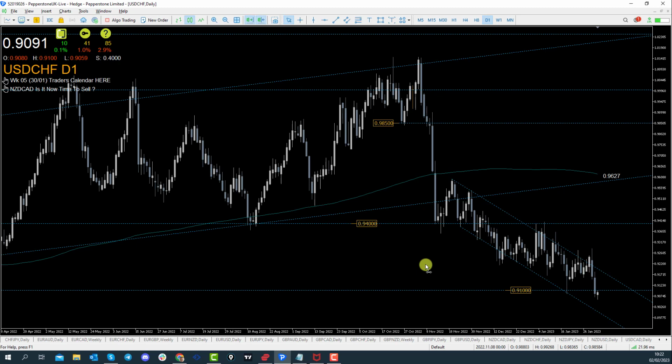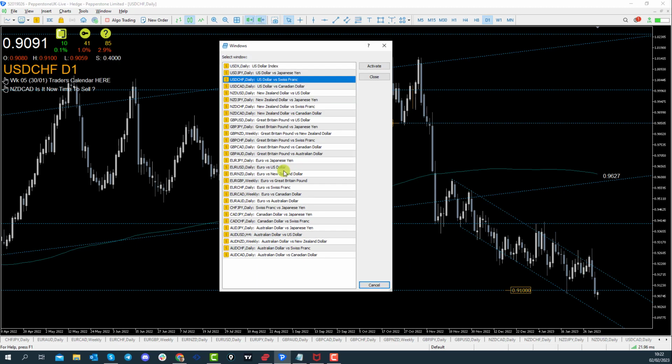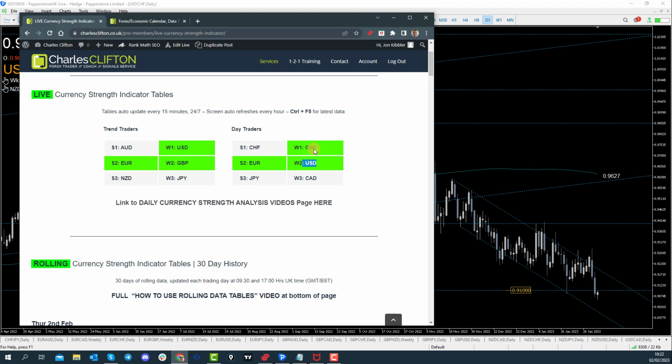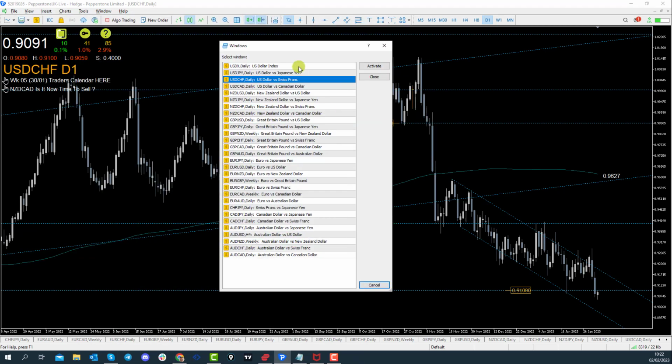Now, pound is looking weak as well. If we go to the tables, it says that we should be looking at pound, for instance, to the downside. I did look at potentially pound Aussie because I was interested in the fact that the Australian dollar topped the trend traders table.